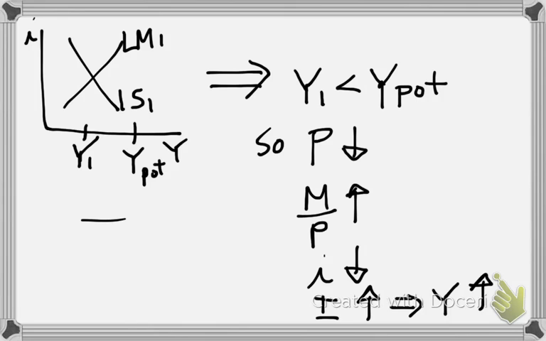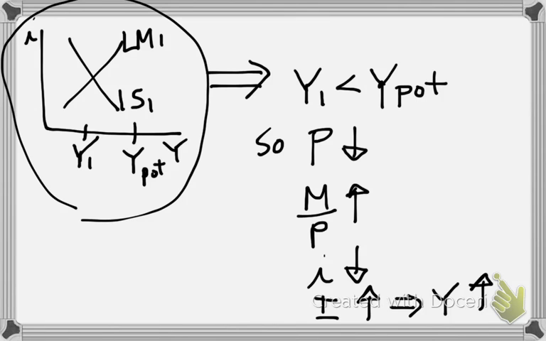So we have an equilibrium here with a given level of GDP, Y1, below potential. Since Y1 is below potential, the price level will drop. And because the price level drops, the real money supply increases, the interest rate falls, the level of real investment rises, and GDP rises. And that's our adjustment mechanism, so that in the long run we're back at our potential level of GDP.